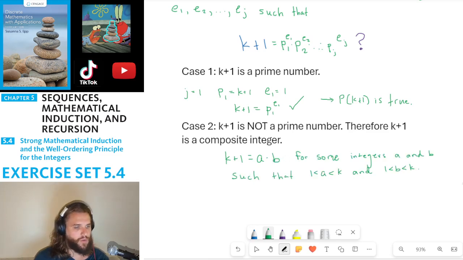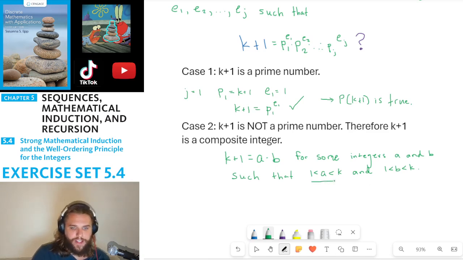So since k+1 is a composite integer, that means k+1 equals a times b for some integers a and b, such that 1 is less than a, which is less than k, and 1 is less than b, which is less than k. This just means we can find two factors. Now, it might not be the case that a and b are prime numbers. It might be the case that a and b are also products of prime numbers. It could be the case that a and b can be represented as products of prime numbers.